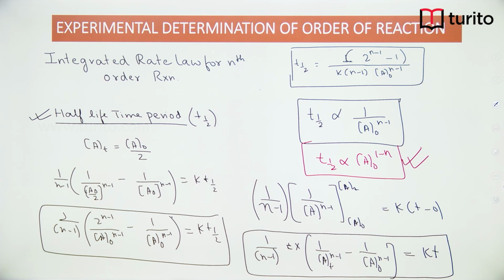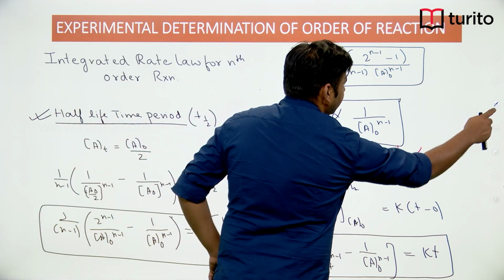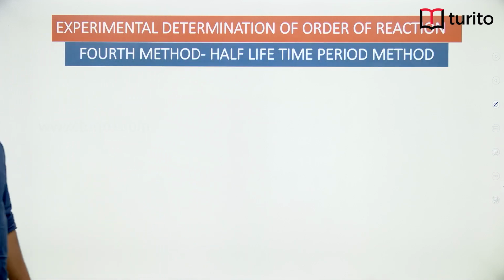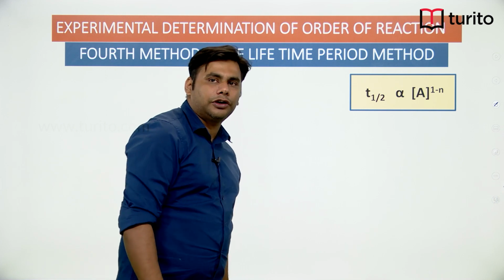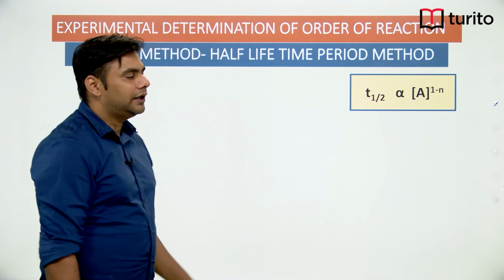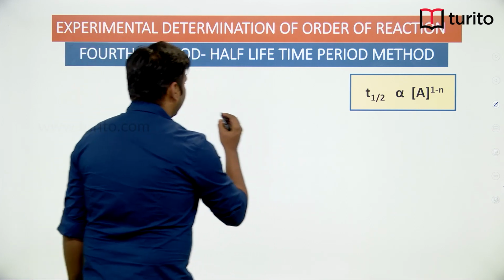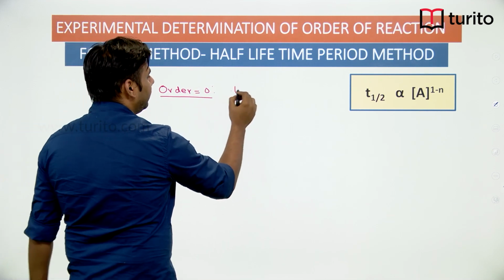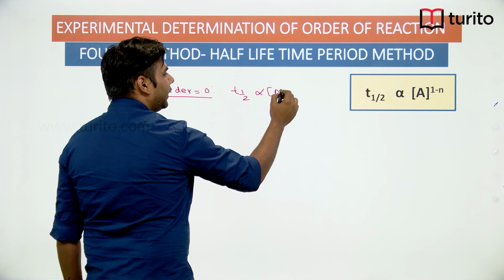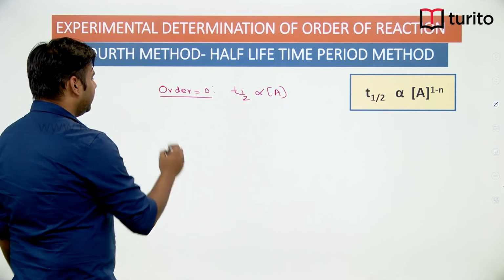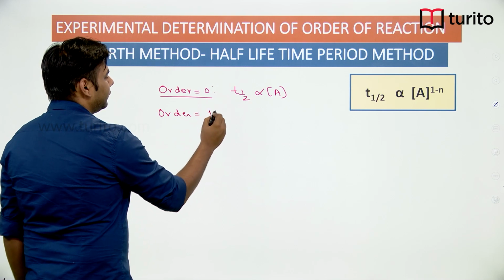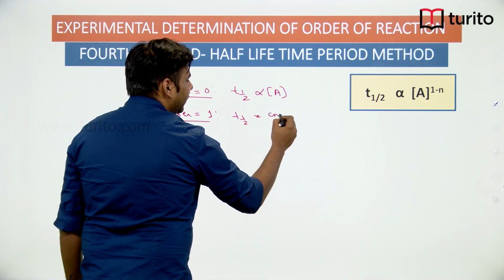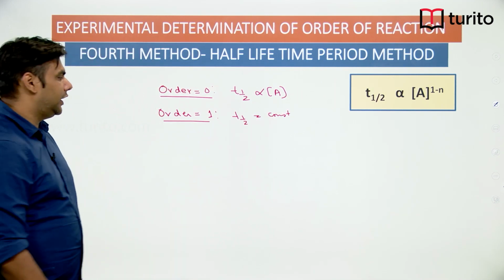Okay, so I am going to use this for the next method. The fourth method is the half-life time period method. In this, t half is proportional to concentration of A raised to power 1 minus n. Suppose the order is 0. For a 0 order reaction, n is equal to 0, so t half will be directly proportional to concentration of A. We are just putting the value of n as 0. For a first order reaction, t half is independent of concentration, because when you put 1 there, it becomes A raised to power 0.